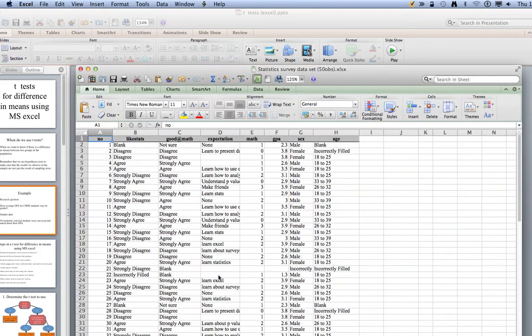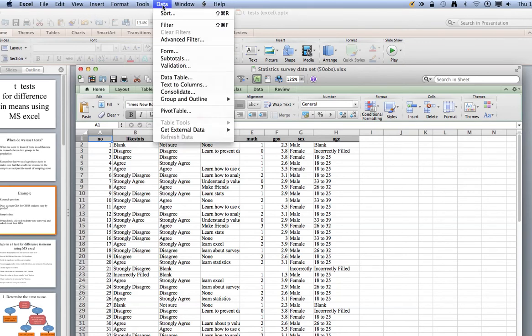And I have that data set here. Suppose that this is the Excel file that has the data set. I have 50 participants. They were all asked about their GPA and their gender. So how do we go about that? Before we start, let's just explore the data a little bit. Let's sort the data by gender and just have a look at the data.